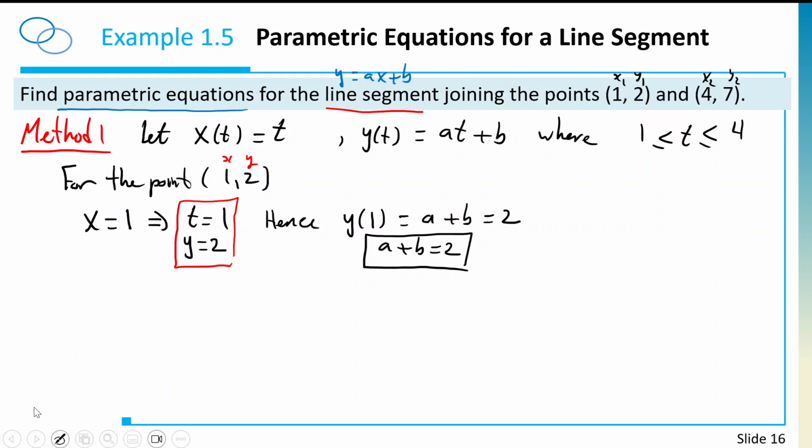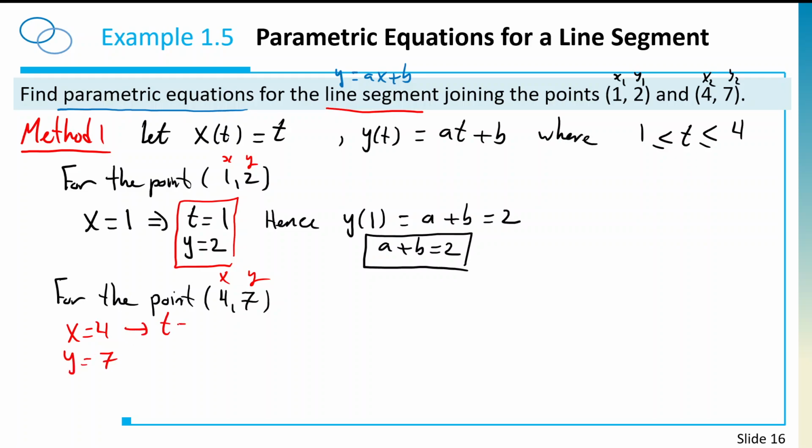I'll do the same thing for the second point. For the point 4, 7, this is x, this is y. So we have x equals 4, y equals 7, and this means that t is equal to 4. I'll plug it in the equation of y. So we have y of 4 equals, replace t with 4, so this is 4a plus b, and this is equal to 7. So 4a plus b equals 7.